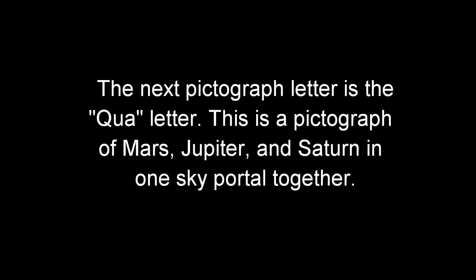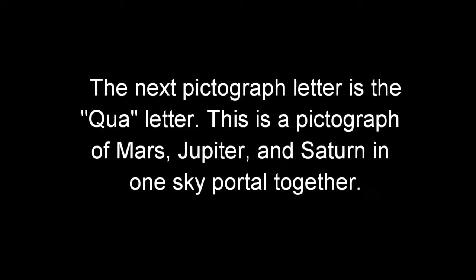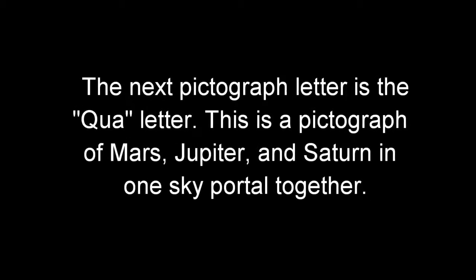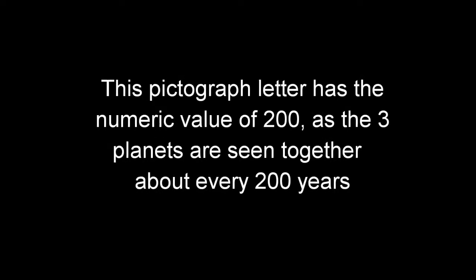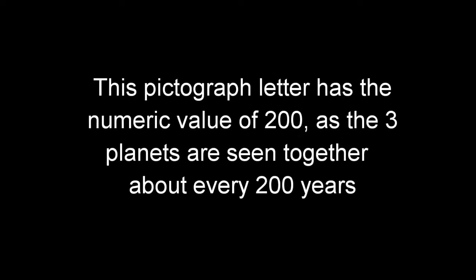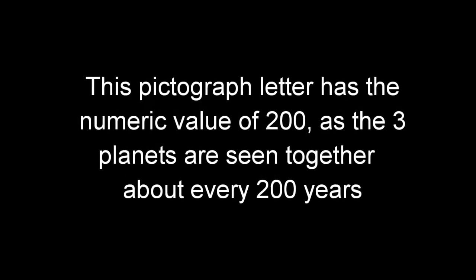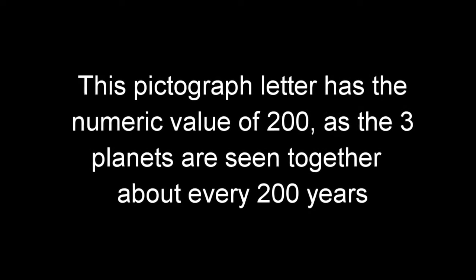The next pictograph letter is the Kwe letter. This is a pictograph of Mars, Jupiter, and Saturn in one sky portal together. This pictograph letter has the numeric value of 200, as the three planets are seen together about every 200 years. Here is a picture of the Kwe pictograph letter, and its numeric value and sound.